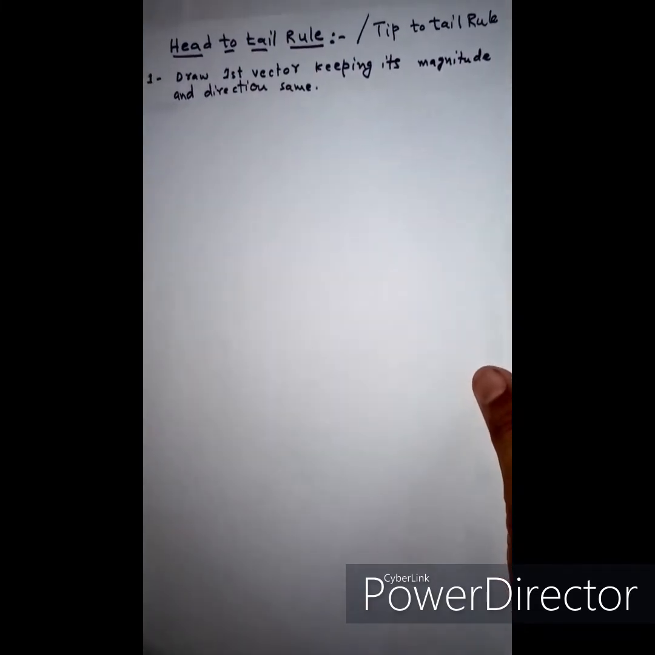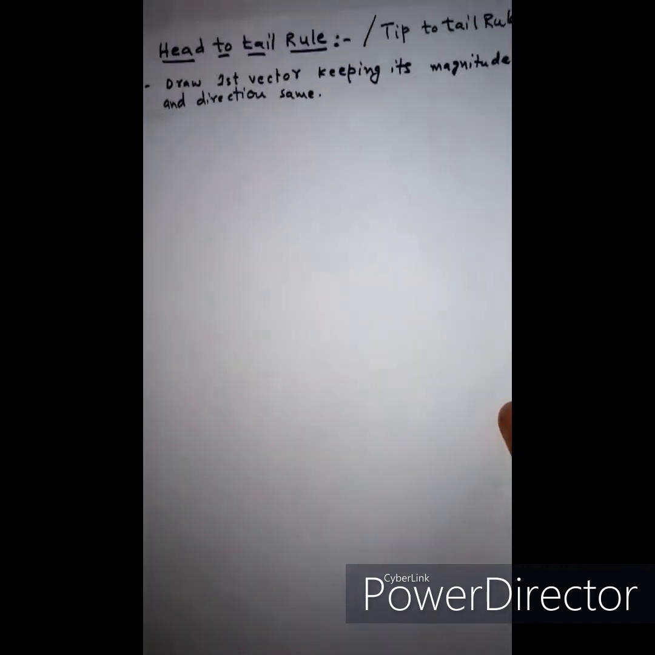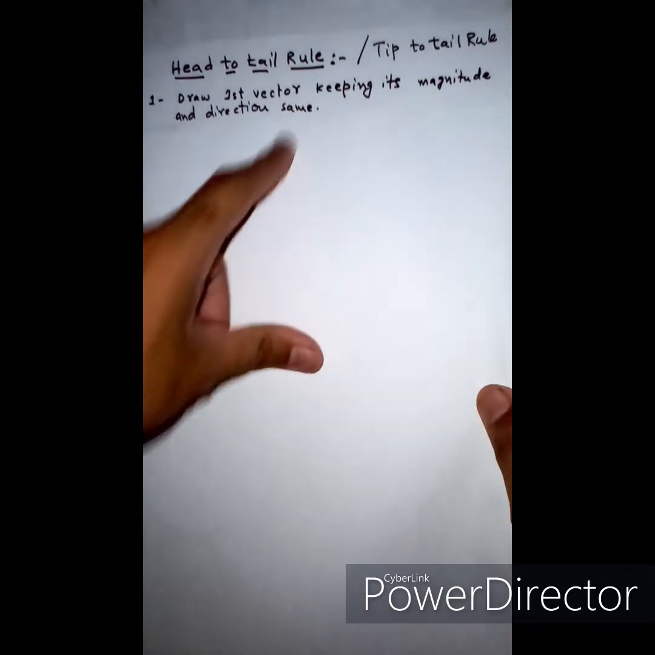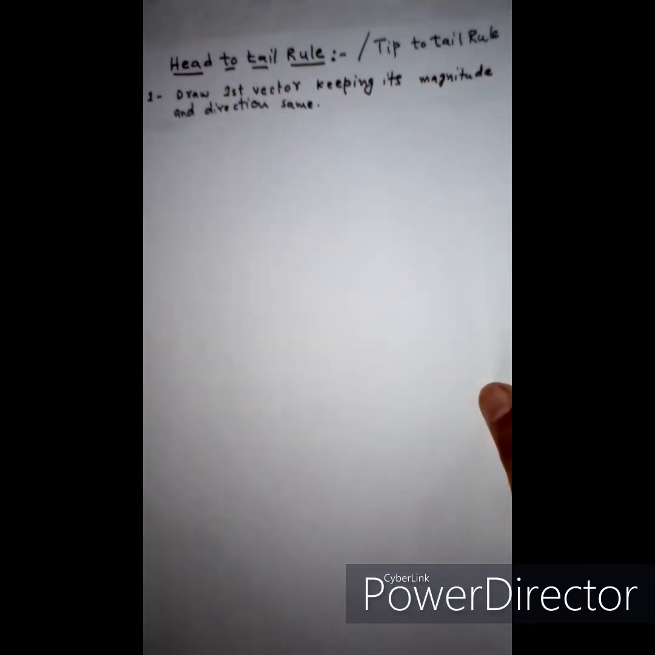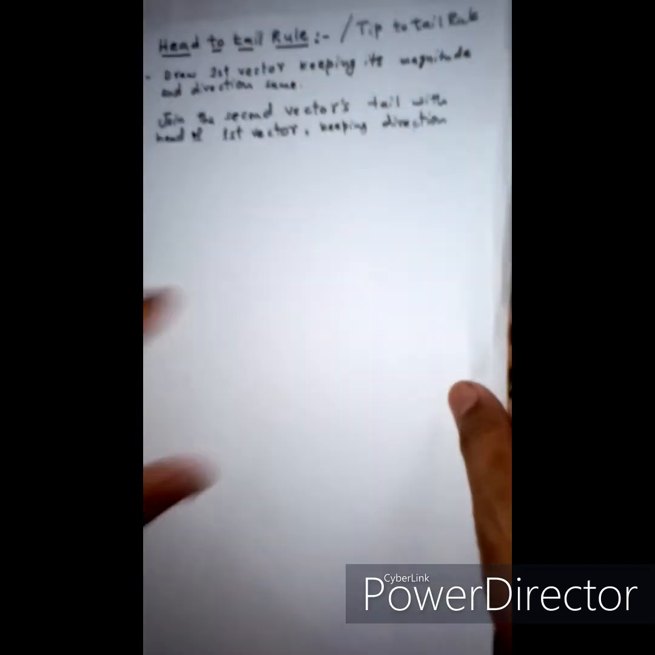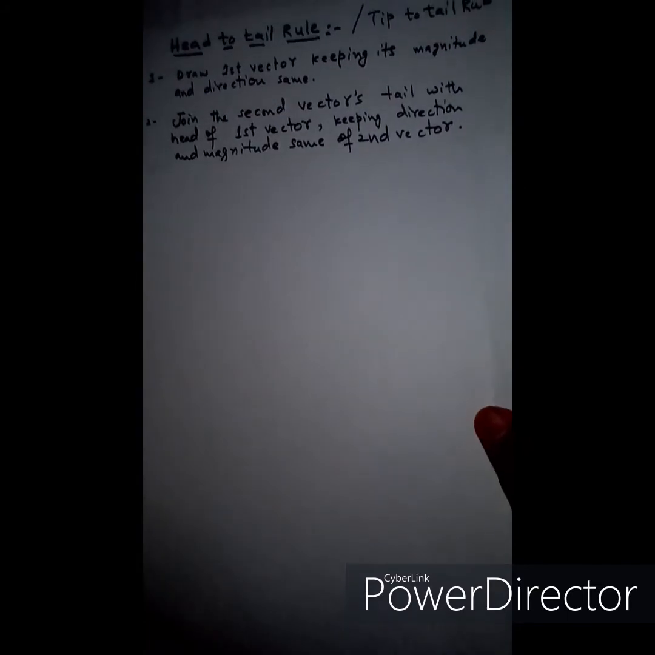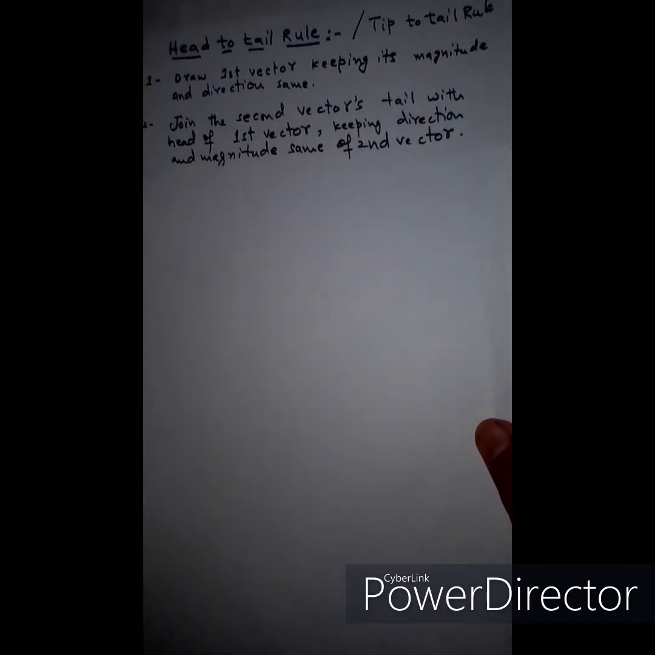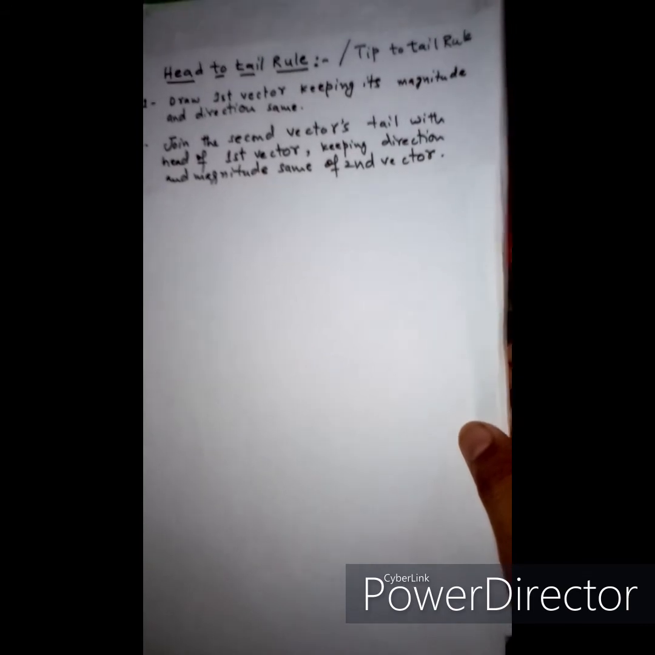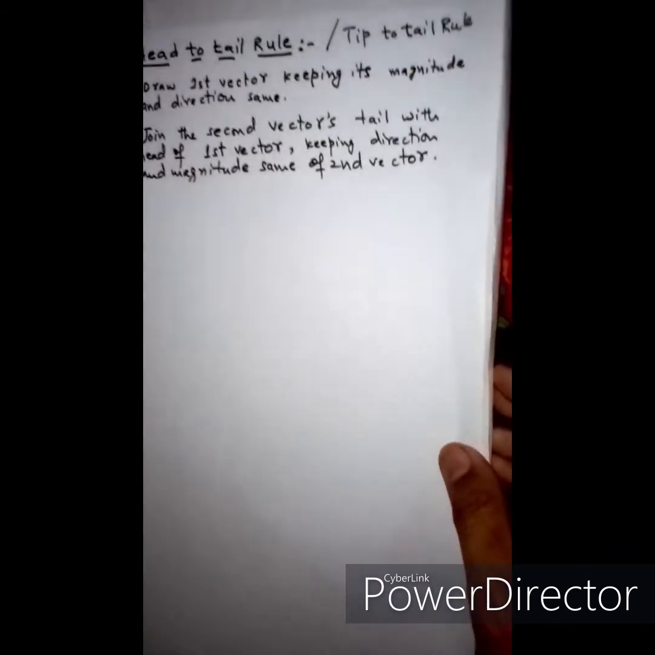To add two or more vectors, we draw the first vector, keeping its magnitude and direction the same. Whatever the direction of the vector, we are not going to change it; whatever the magnitude, we are not going to change it. In the same way, we join the second vector's tail with the head of the first vector, keeping its direction and magnitude the same. If we change the magnitude or the direction, the vector will change. So keep in mind, we can never change the magnitude and the direction of a vector.